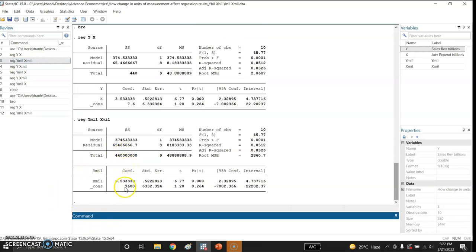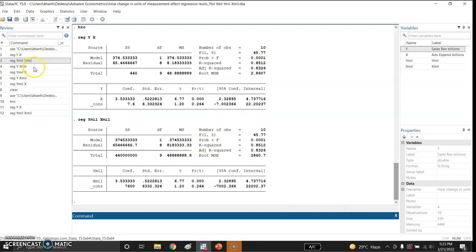Now this time you see the coefficient and its standard error are now 1000 times the corresponding values in the previous regression. It was 7.6, now it is 7,600, and its standard error was previously 6.33, now it is 6,332.324. However, the t values in both regressions are exactly the same. R square is the same here and here. Adjusted R square is the same. F statistic is the same, and p value of x is also the same.